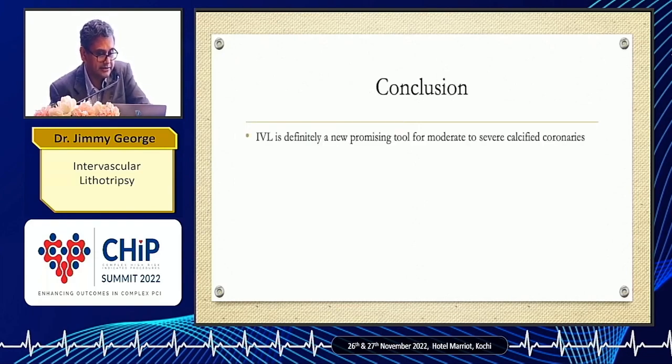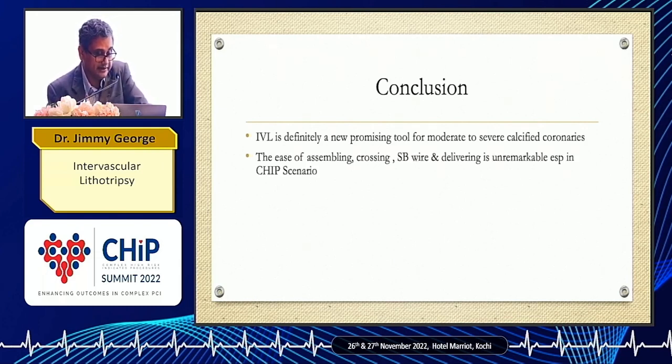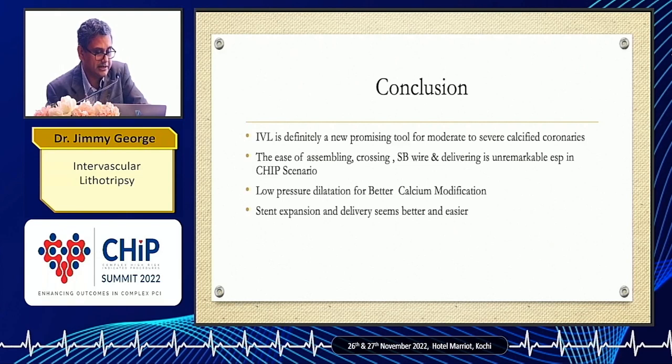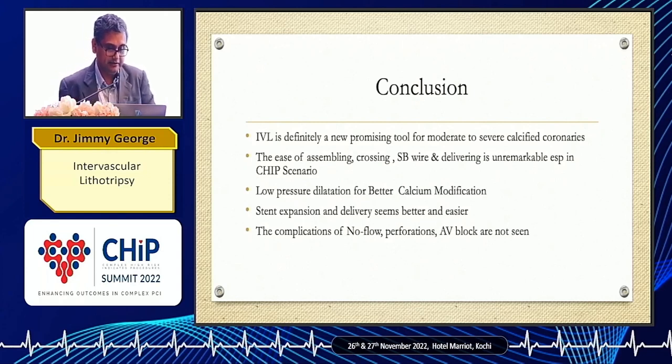So, in conclusion, I would say IVL is definitely a new promising tool, especially for very severe calcified coronaries. The ease of assembling, crossing, and side branch access can be kept. Delivering, especially in CHIP scenarios, is quite important. Low pressure dilatation is the key, because the complications arising with high pressure balloons are not seen. Stent expansion and delivery seem better and easier. And the most important part, no complications of atherectomy like no flow, perforations, or AV block.